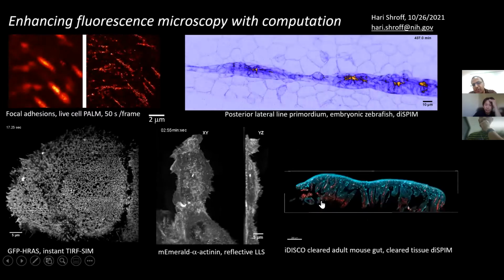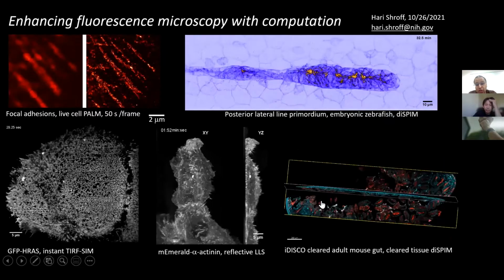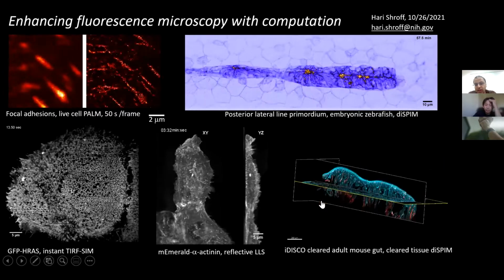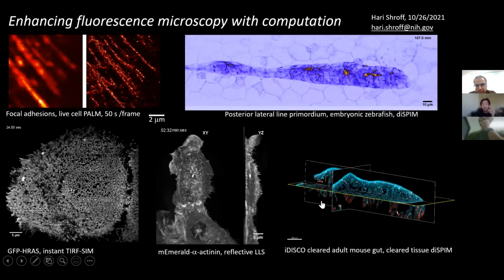And the unifying theme in all of these examples is that in every case, we used computation to improve the raw data acquired by the microscope. And that's the general theme that I'd like to speak about today.